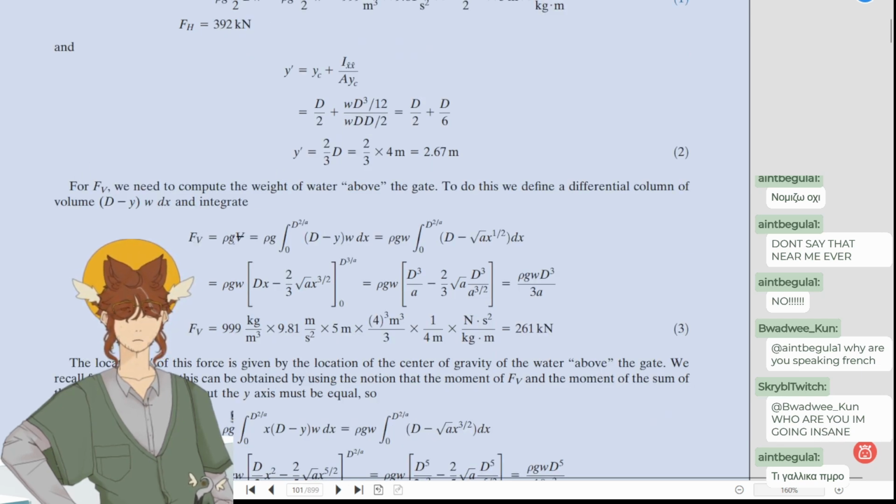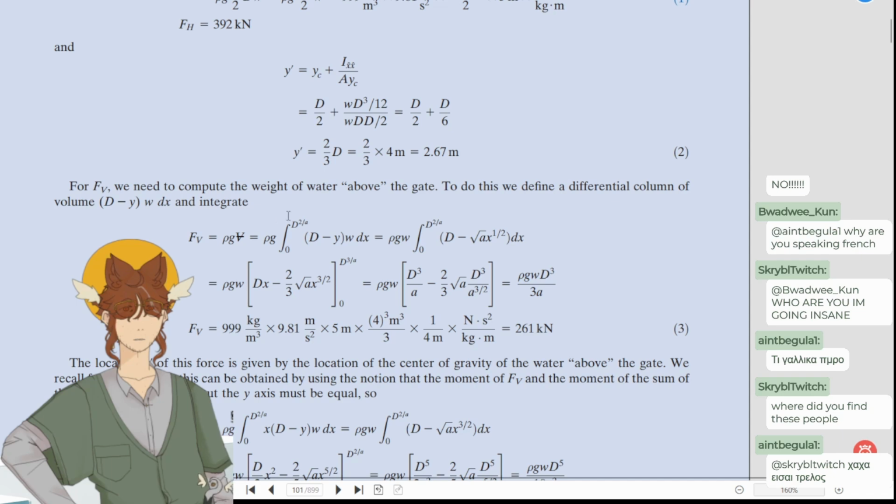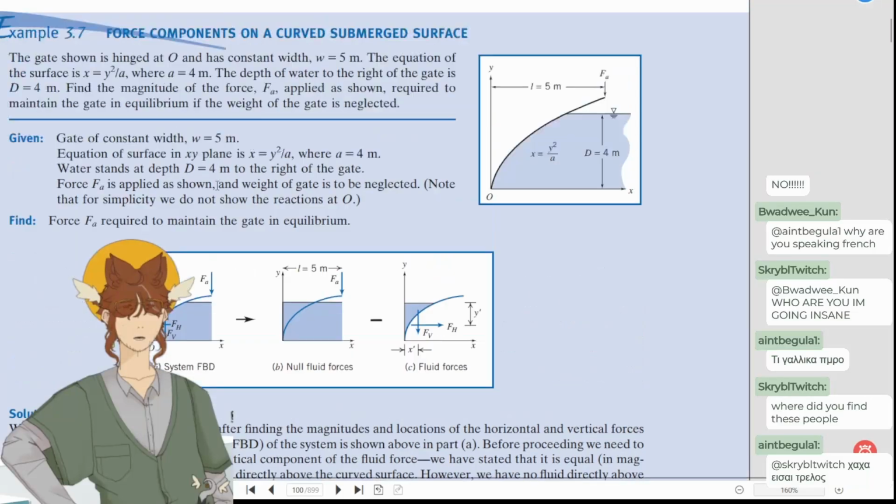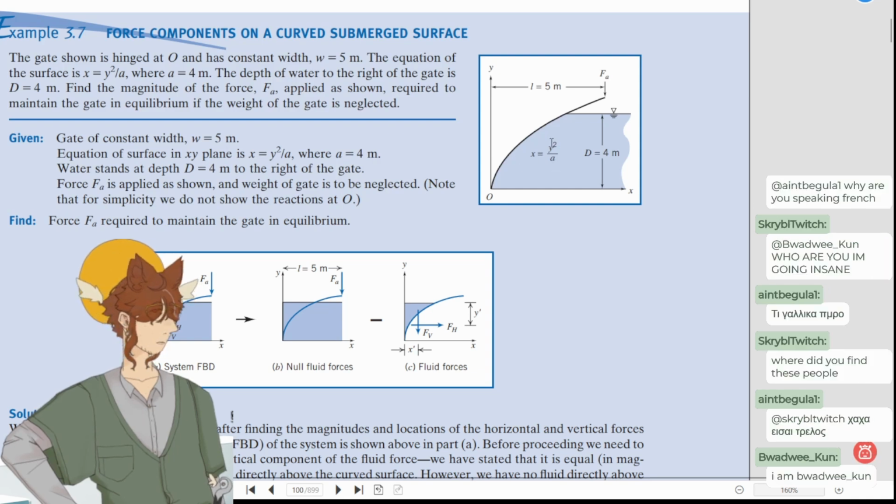FV equals rho GV. So we have rho G 0 to D 2 over A, E minus Y, W. Why did they do that? Why did they do it like that? Why didn't they just change it to the other side? Why did they not just integrate, like, this would be a square root of x?